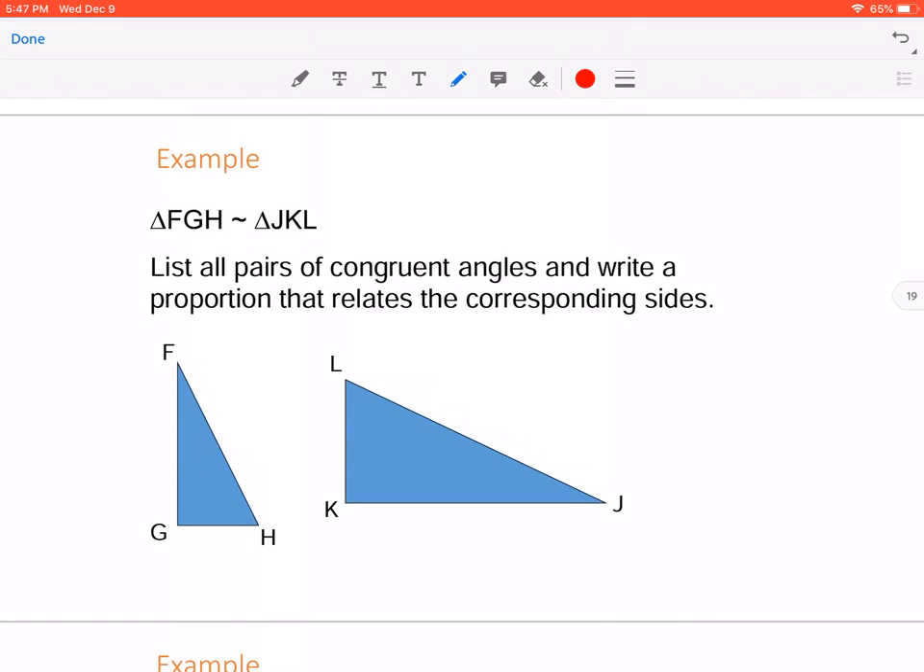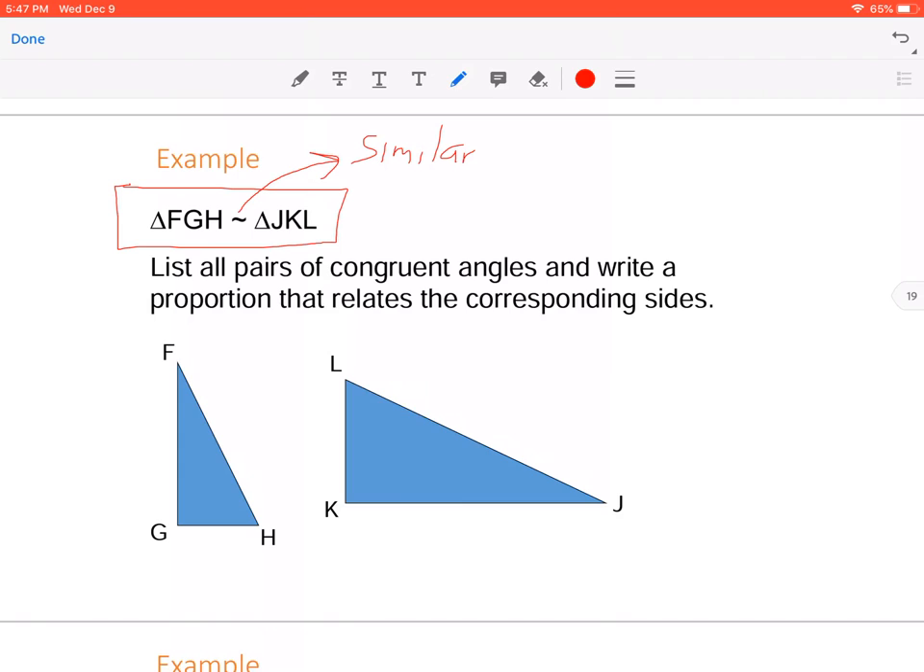Alright, all you need to know is the key right here. You'll have problems for homework, and all I'm going to do is give you the key. What this means is triangle FGH is similar, that's what that symbol there means, similar to triangle JKL. Alright, and again, if they are similar, the angles are the same.